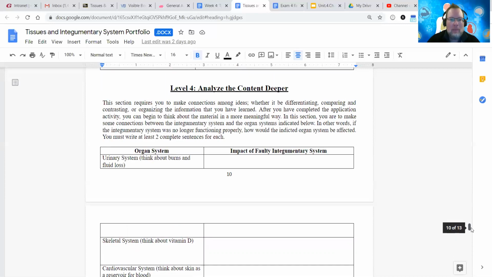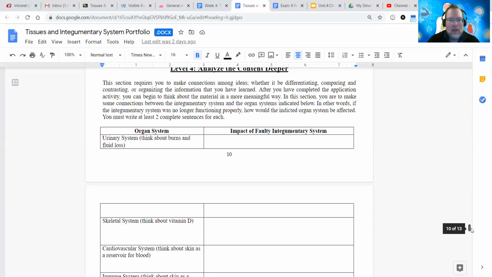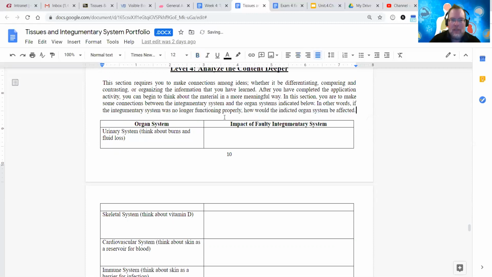So anyway, a couple of analyzing the content deeper. So we've got the integumentary system working with other organ systems. And again, it says you must write. In fact, here, I'll tell you how this will still appear. We're just going to delete that sentence. There you go. You can write as few or as many as you want. Just write something. And if you're stumped, type something in, put a couple question marks. That's what some students will do. That's an indicator to me when I'm grading as well that you didn't just leave it blank.